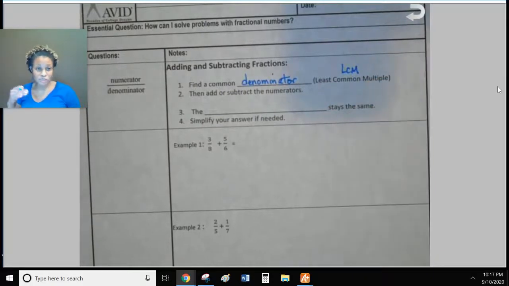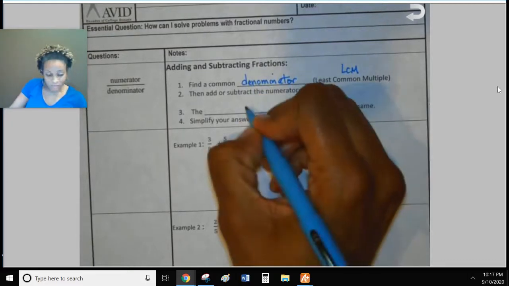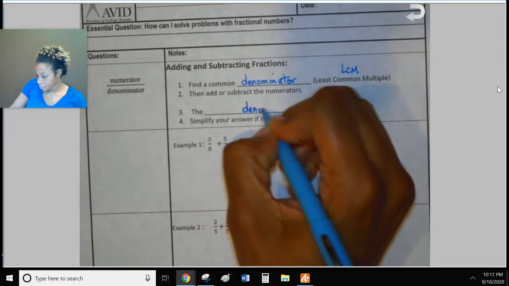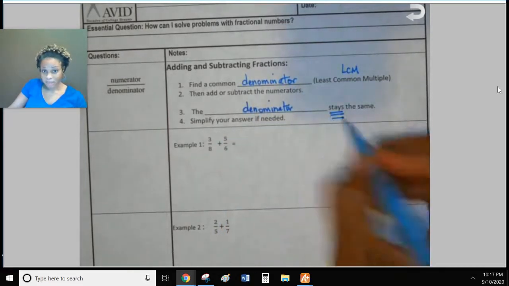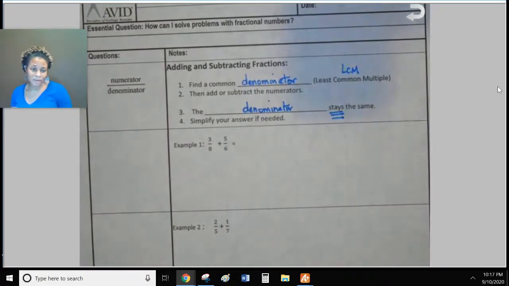So a common denominator is found using the least common multiple, or the LCM. We're used to saying the GCF, greatest common factor. Now we have the least common multiple. Then you add or subtract the numerators, and the denominators stay the same. Just think about it like this: you put in all this work to find a common denominator, so why are you going to change it? It stays the same, so you don't do anything to the denominator. Only the numerators are going to be added or subtracted.